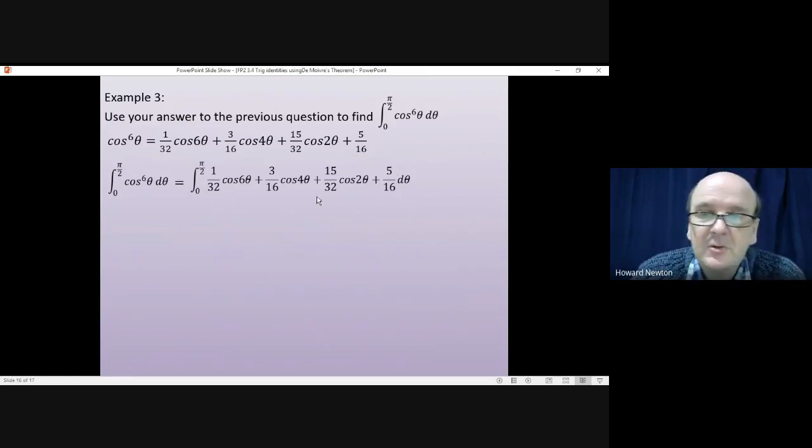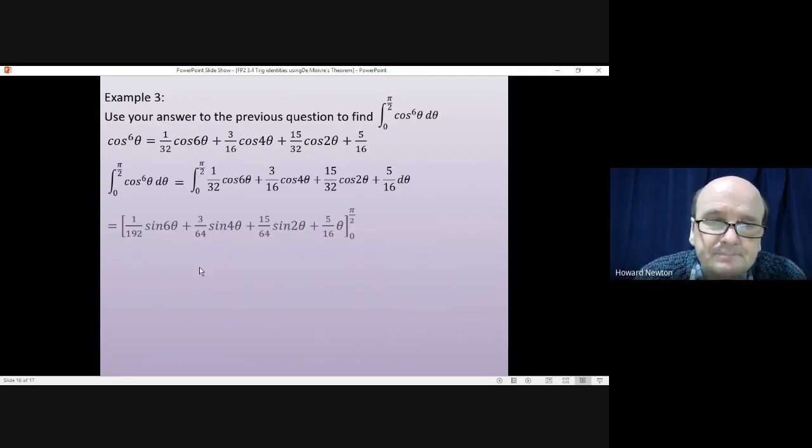So that's the integral that we're going to have to do, and we just take it one step at a time. Integrating the first term will give us 1 over 192 times sine 6 theta. Integrating the second term gives us that. Integrating the third term, that. And integrating 5 over 16 gives us 5 over 16 theta.